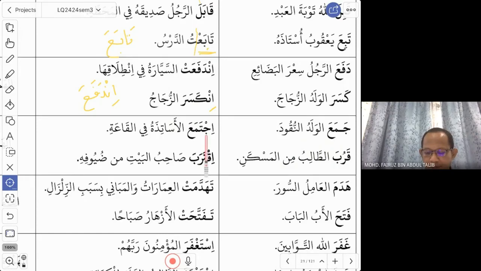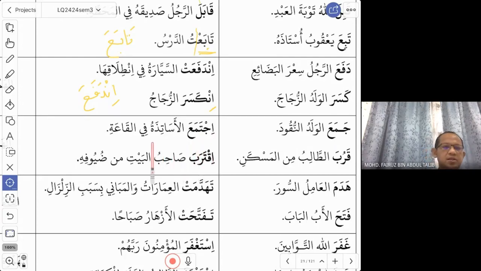If you look at the fi'il, you will see jim here, you will see mim, and you will also see ain. So this indicates that the word ijtama'a comes from the root jim, mim, ain. Now you have two additional letters as well, which are alif and ta in the middle. So it becomes ijtama'a. And the meaning is now changed. Jama'a is to collect. Ijtama'a is to meet. You meet somebody or you gather with someone, you say ijtama'a.